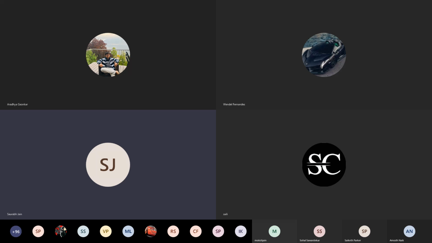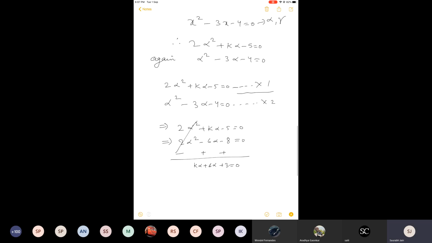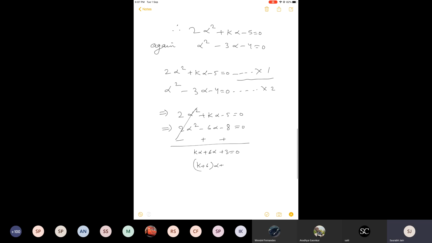So I'm subtracting here. As a result, this will be cancelled. Now we will have k alpha plus 6 alpha, and 8 minus 5 is 3. Okay, here I can take alpha common. As a result, alpha is minus 3 upon k plus 6.